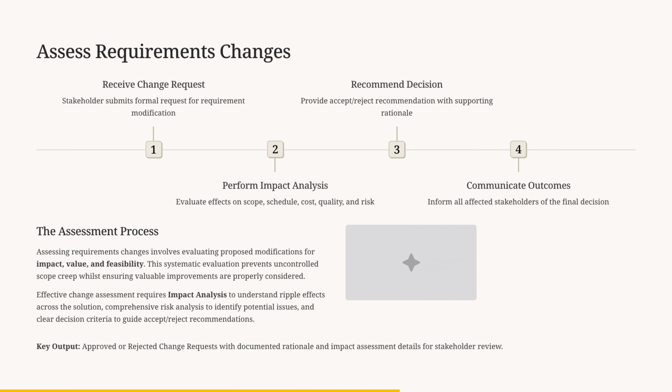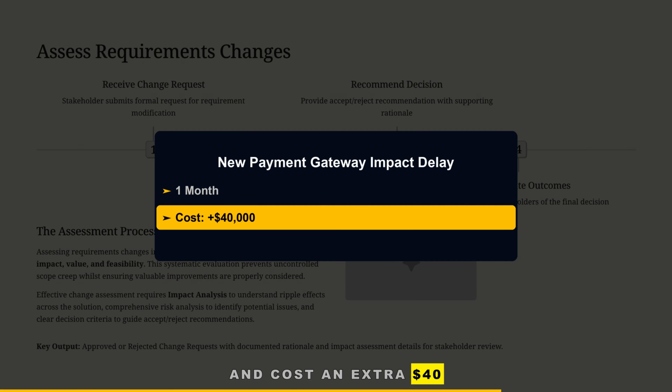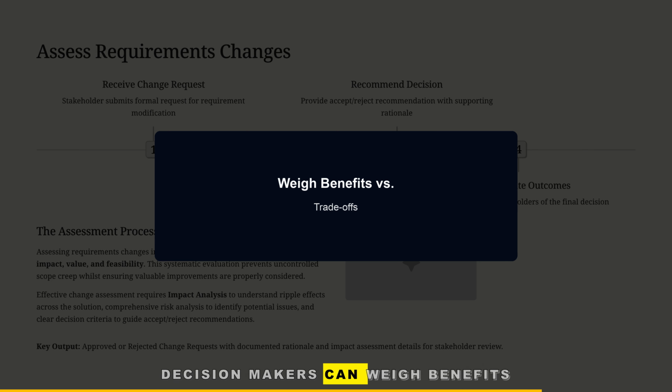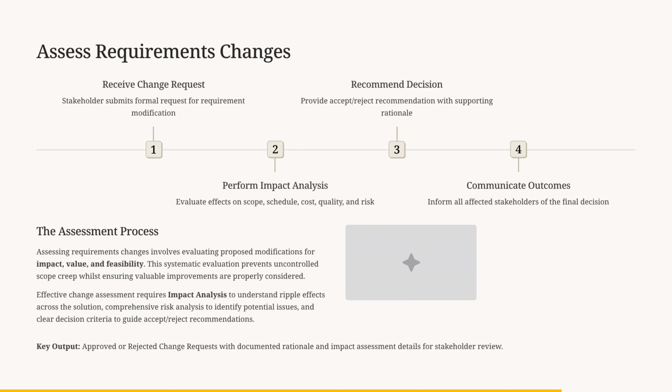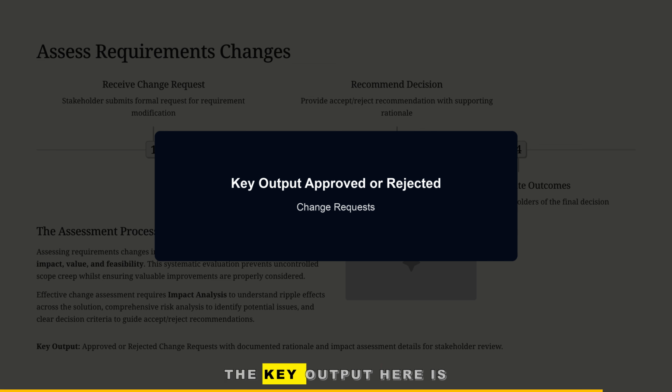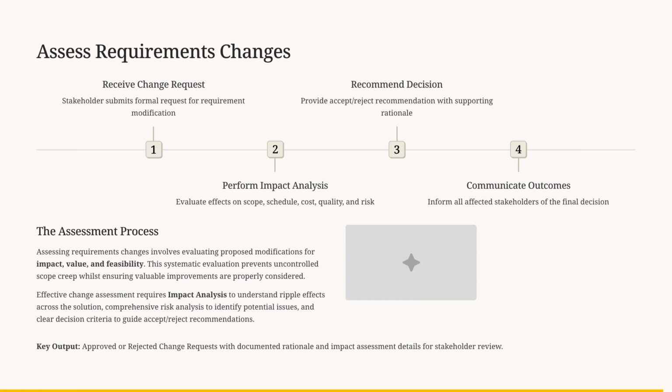Let's take an example. A retail company wants to add a new payment gateway just weeks before launch. Through impact analysis, you find it'll delay go-live by a month and cost an extra $40,000. Armed with that information, decision makers can weigh benefits versus trade-offs. Without this step, scope creep would run wild. The key output here is an approved or rejected change request with documented rationale and impact analysis.